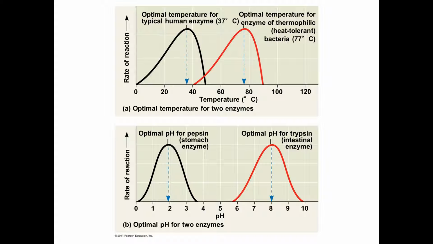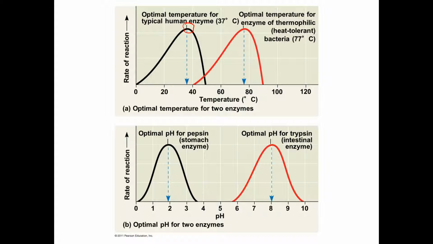Here you have two enzymes, and you're looking at the effect of temperature on reaction rate. Notice that for humans, the optimum temperature is around 37 degrees Celsius. Well, this makes sense because that is human body temperature. So our enzymes work most efficiently at our body temperature.